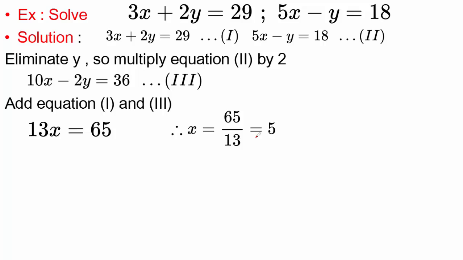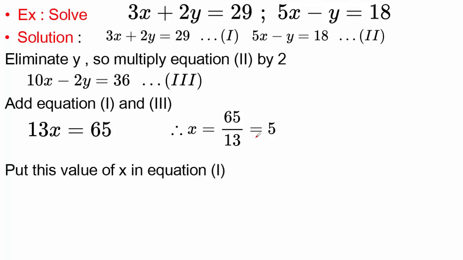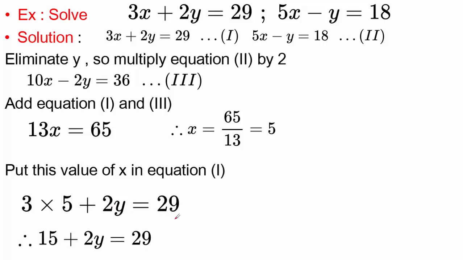We got the value of one variable, x equals 5. To find the value of the second variable, we shall put this value of x in equation 1. Therefore we get 3 into 5, the value of x, plus 2y equals 29, and hence 15 plus 2y equals 29. 2y equals 29 minus 15.